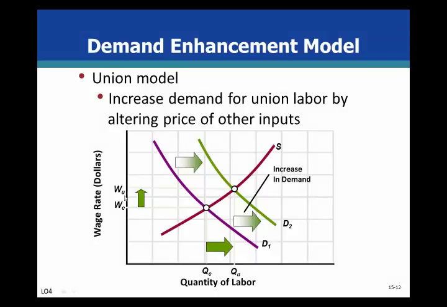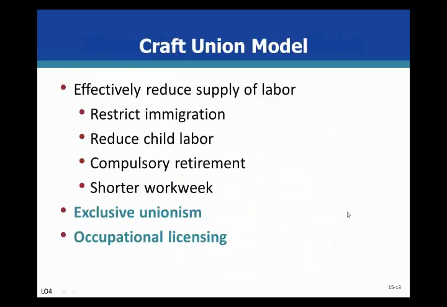So when unions come in, we see the union wage rate as being higher. But as a result of this, we see a change, in that more people want to work, with the labor unions altering the prices of the inputs. We also see some changes in regards to wage rates, but also as it relates to price as well. So there's an increase in demand, obviously, within the union model. Unions also look to restrict immigration, reduce child labor, have compulsory retirement, and a shorter work week.